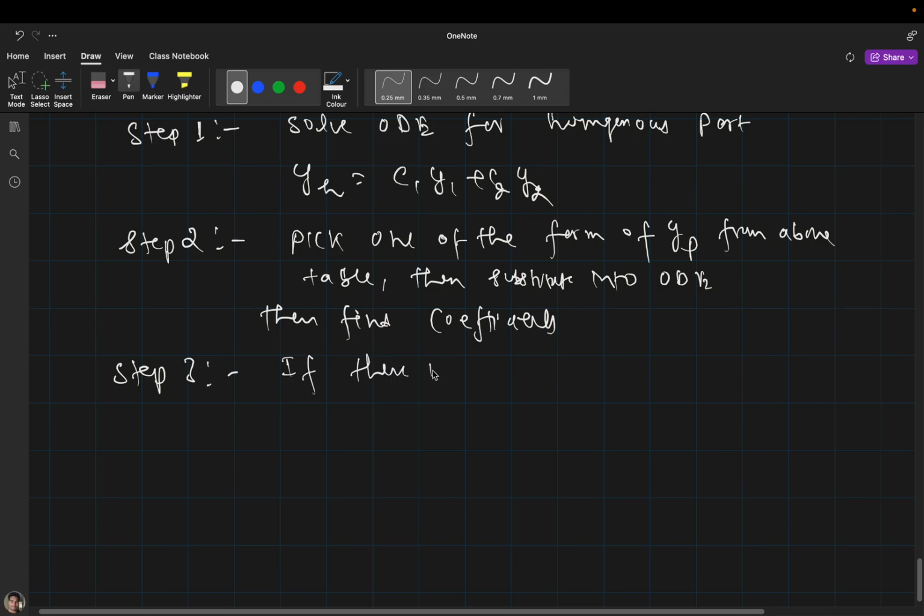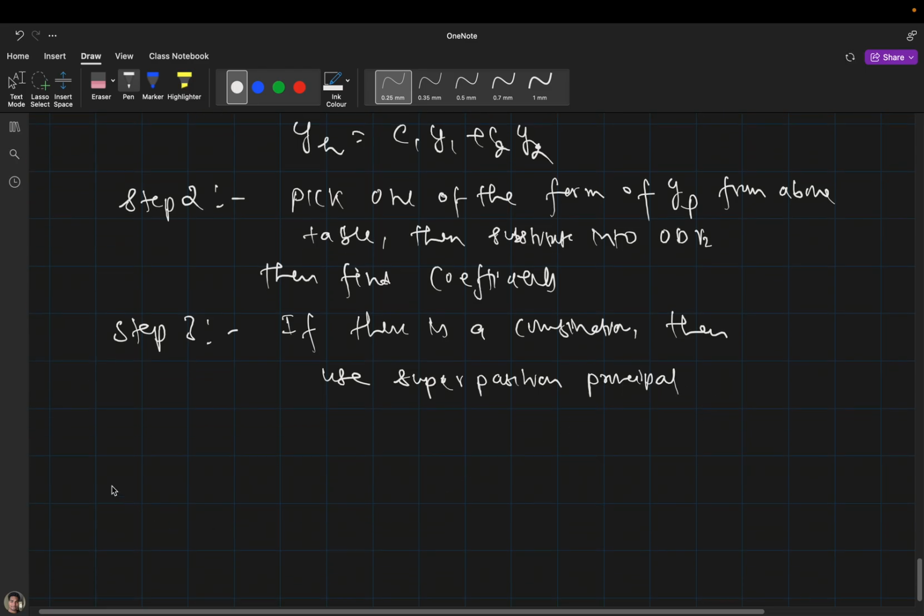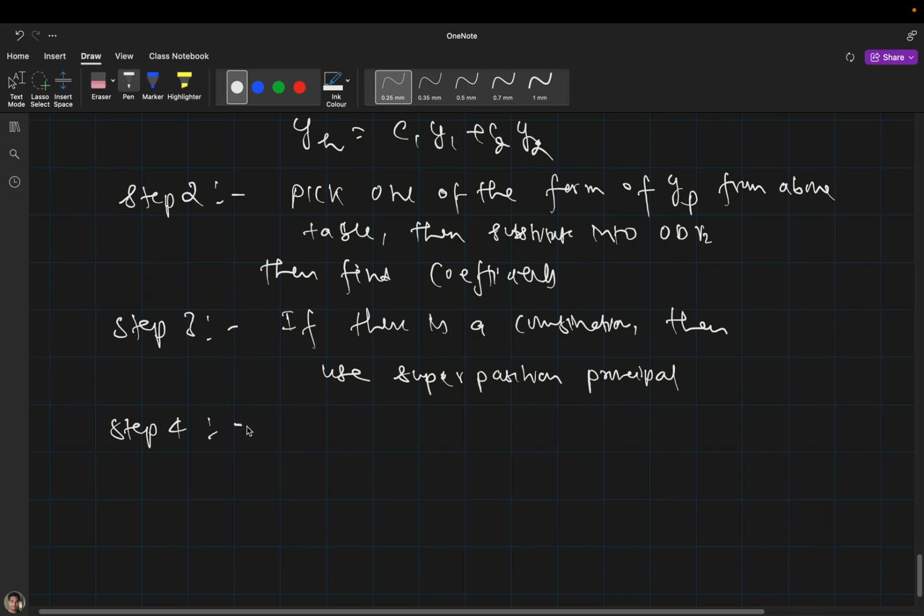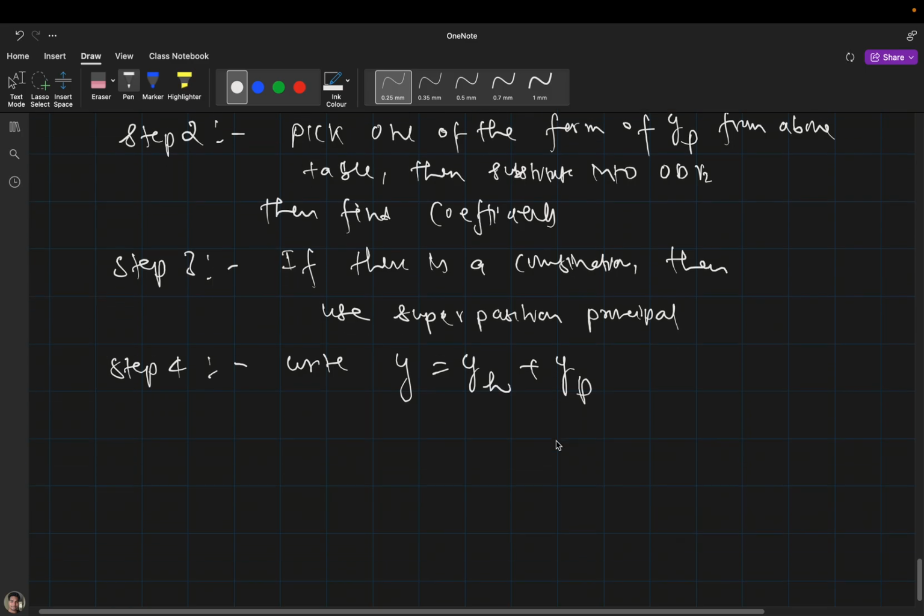If there is a combination, then use the superposition principle. Okay, and then step 4 will be just write like this. Are you getting it? What I'm trying to say? Tell me. If you're not getting it, let's solve one example.